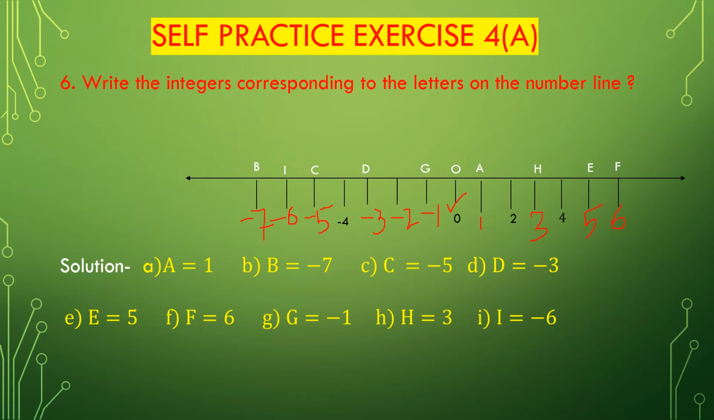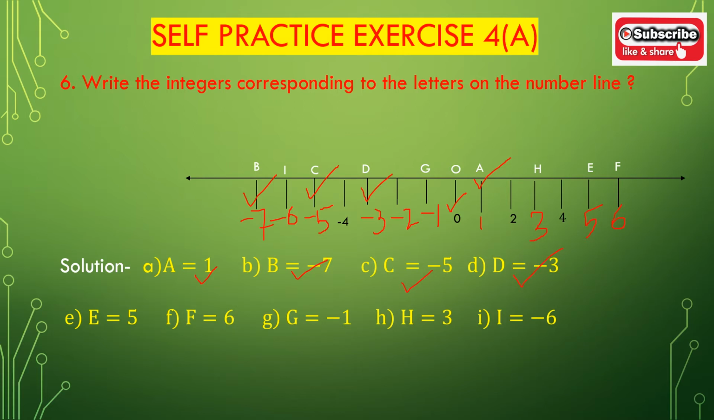So we get A is 1, A is positive integer 1. Then B is minus 7, B equal to minus 7. Then C equal to minus 5. This is C minus 5, C equal to minus 5. Then D is minus 3, D equal to minus 3 negative integer.